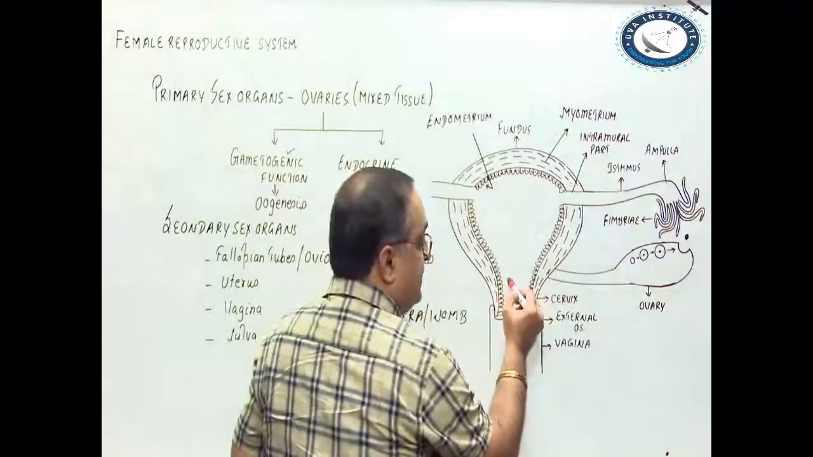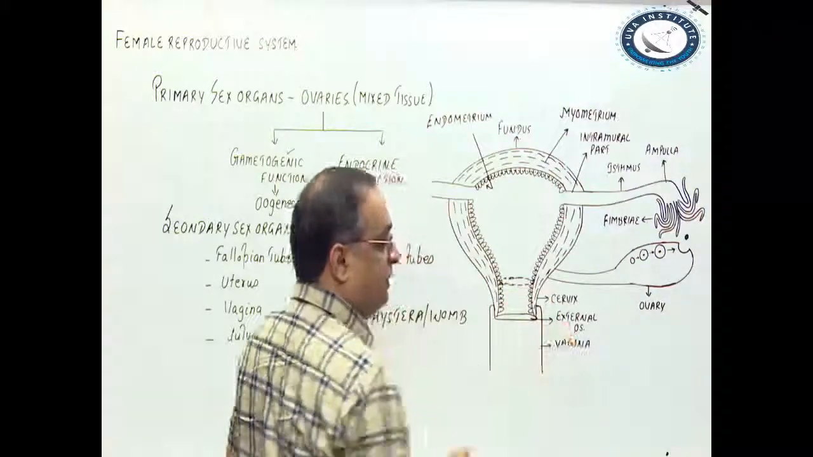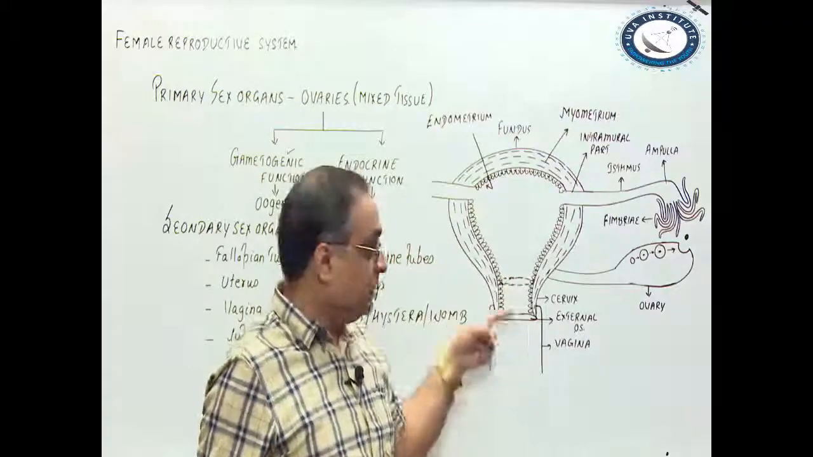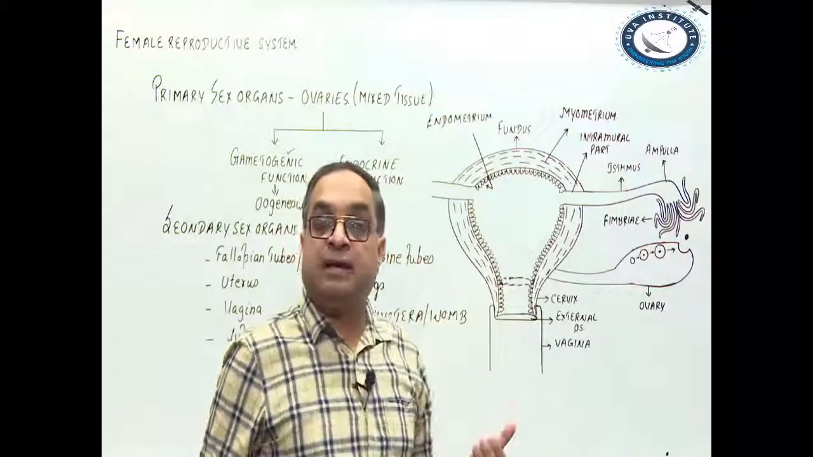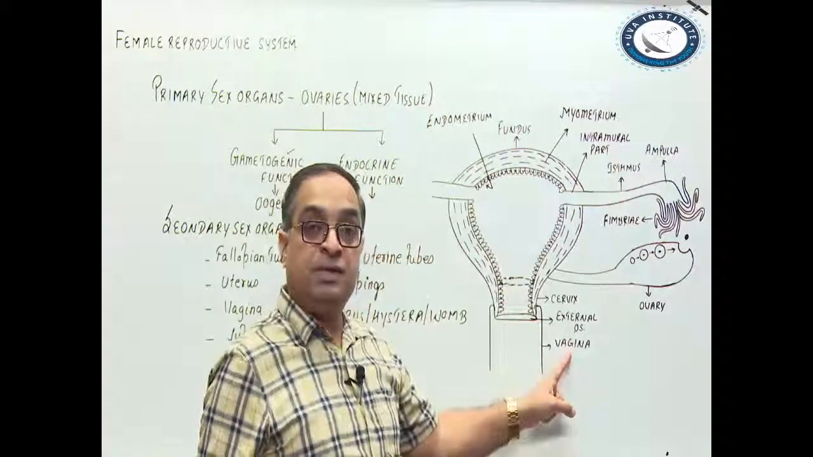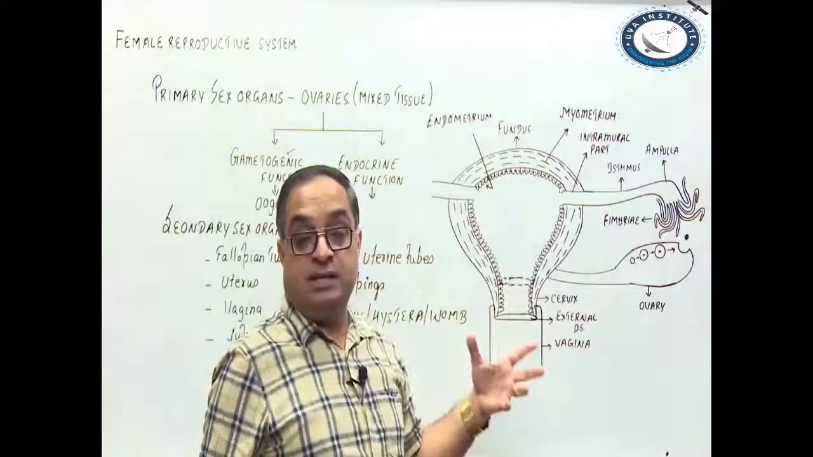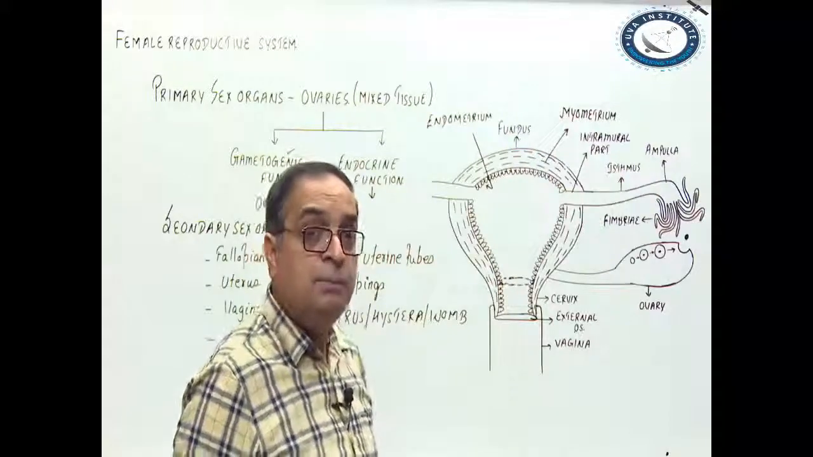Cervix communicates internally with the uterus by this internal os. Os is referring to opening. This is the internal os, this is the external os. The space between the internal and external os is called the cervical canal. The cervical canal along with the vagina forms the birth canal. Cervix has mucus secreting glands, cervical glands, which secrete the cervical mucus.